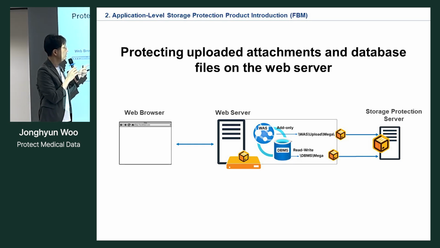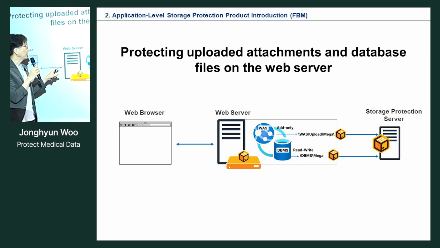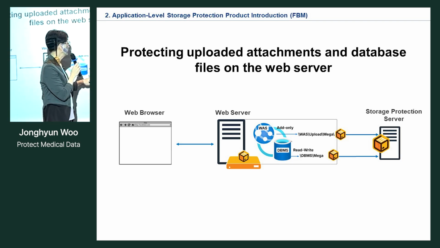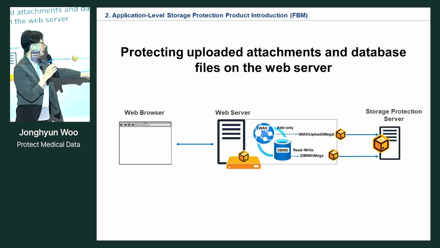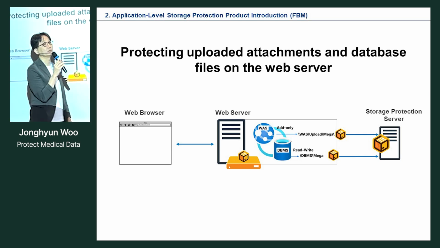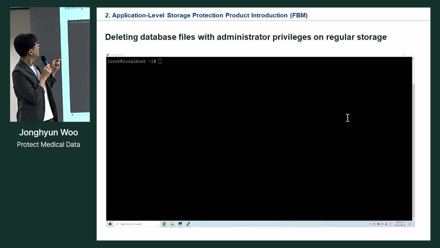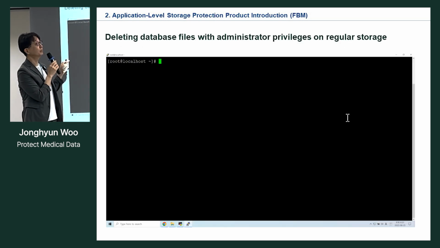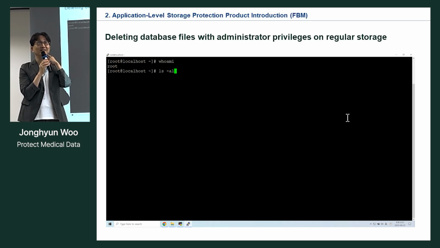What we can do with the application level storage protection, after mapping the upload process and the database process, is that only those two processes can reach the data in the storage protection. And this is one of the examples. So please, 6 gentlemen, help me out later.